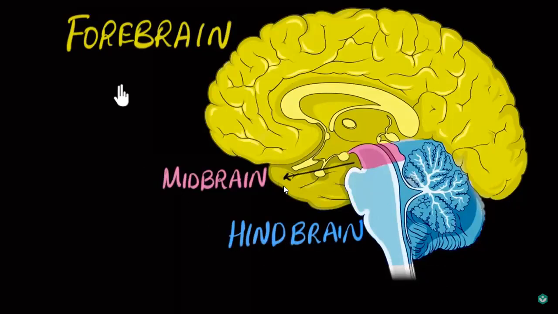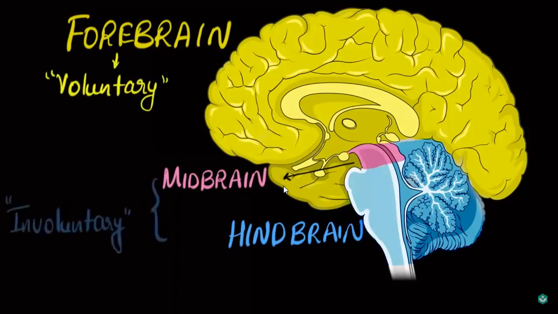Okay, so what are the functions of them? Before we get into the details, to get a broad sense of what these parts do, we can think that the forebrain is responsible for all the voluntary functions, and the midbrain and the hindbrain together are responsible for all the involuntary functions. So when I say voluntary, think about all the actions that you carry out consciously by thinking about them, like to take a walk or maybe to talk to someone.